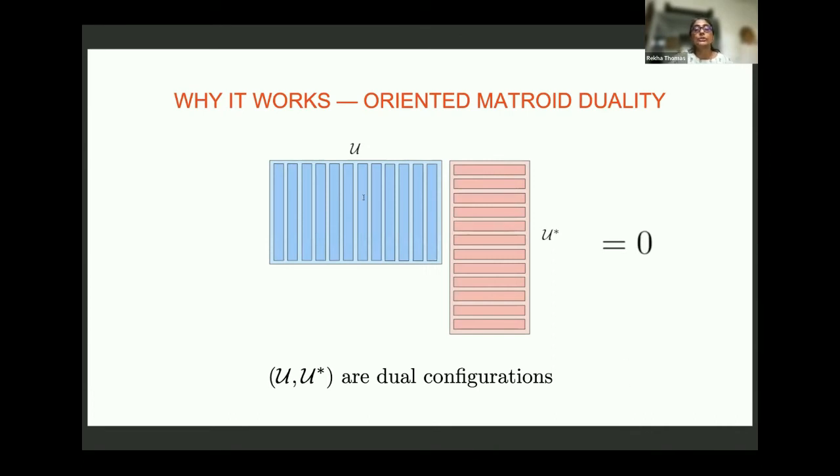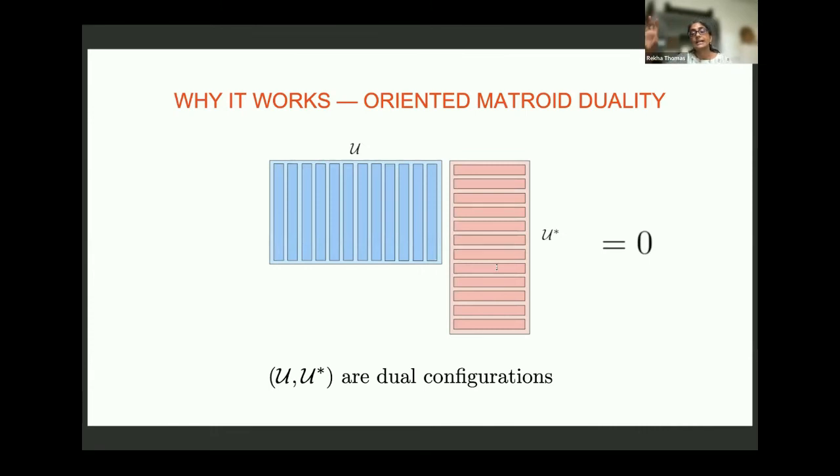If you have 2 configurations of vectors, let's say blue vectors and pink vectors written in this way, like in this cartoon. The first set of vectors I will call U, and the second set of vectors, let's call them U star. Now if the pink matrix and the blue matrix multiply to give you 0, then we call these 2 configurations dual configurations. These are 2 dual vector configurations. The matrices have full rank in both cases.